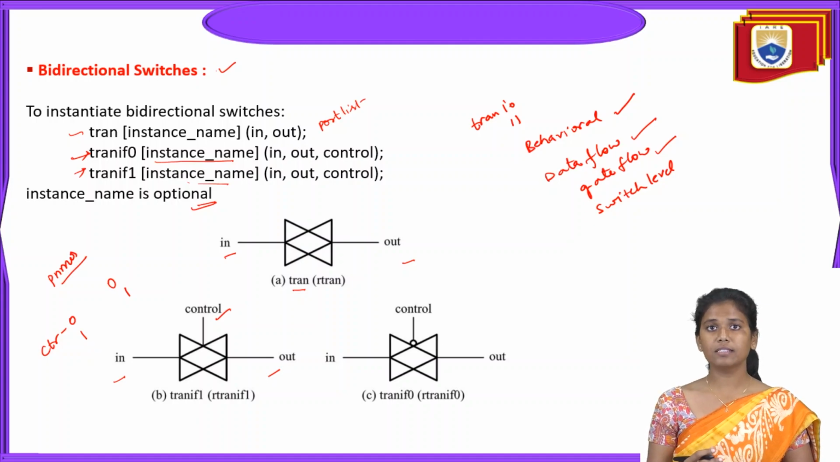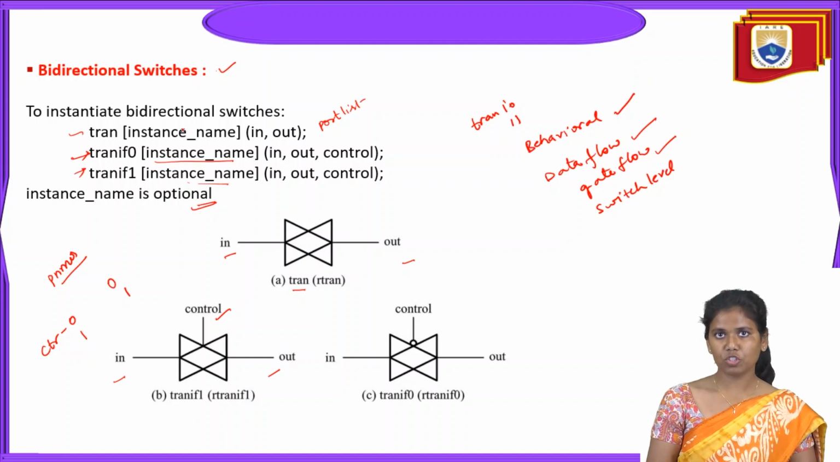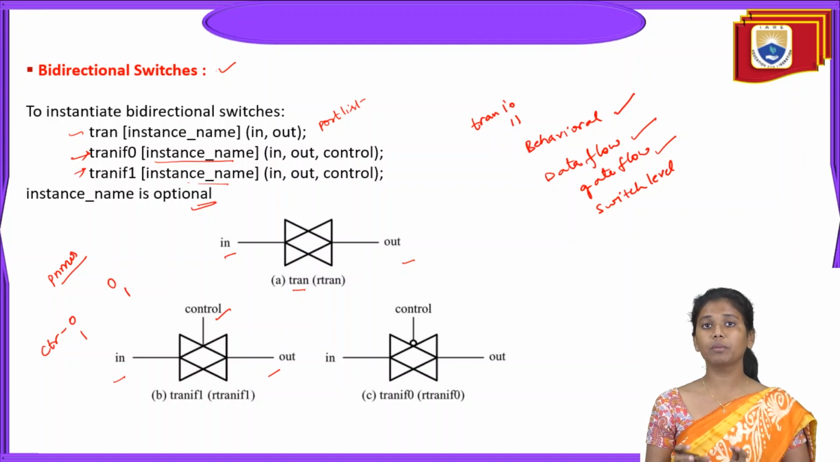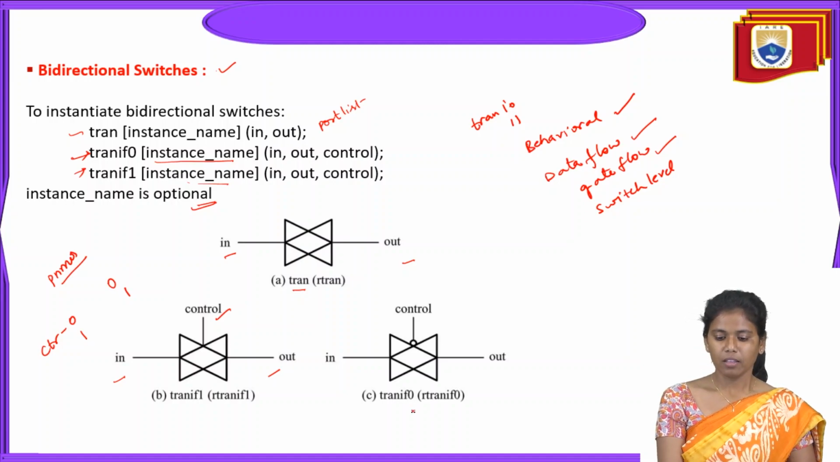So that's the reason in the bidirectional switches, the major thing we need to remember is that in the port list we must represent what the inputs and outputs are, as well as the control signals. Then the third figure is about the tran if 0.